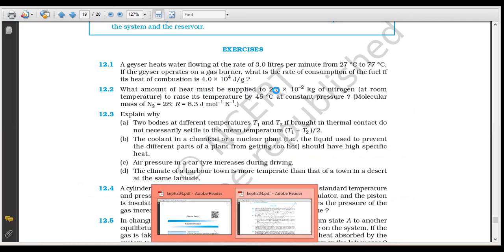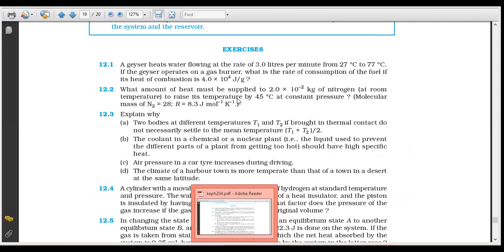What amount of heat must be supplied to 2 into 10 power minus 2 kg of nitrogen at room temperature to raise its temperature by 45 degrees Celsius at constant pressure? Molecular mass is given.